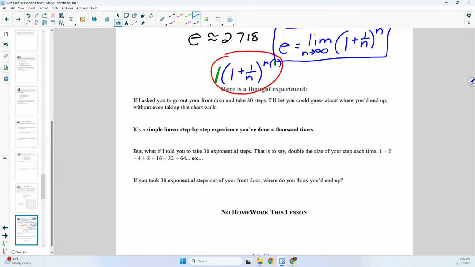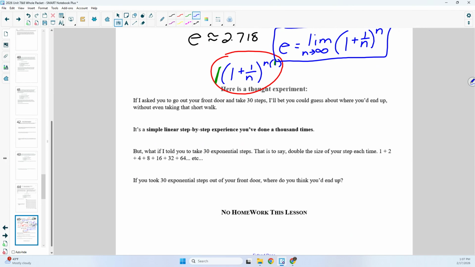But what if I told you to take 30 exponential steps? And we're saying an exponential step means my first step is a normal one-size step, however big your step is, say 3 feet. And then your second step is twice as big as your first one. So your second step is really the size of like 2 steps. And your third step is the size of 4 steps. So if you did this 30 times, where do you think you would end up? And I want you to think about that, get an idea in your head, like, I think I would be here.